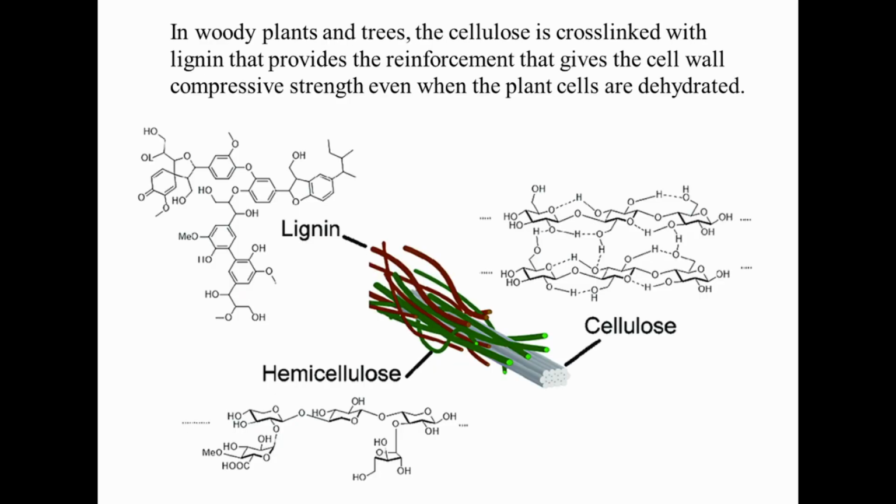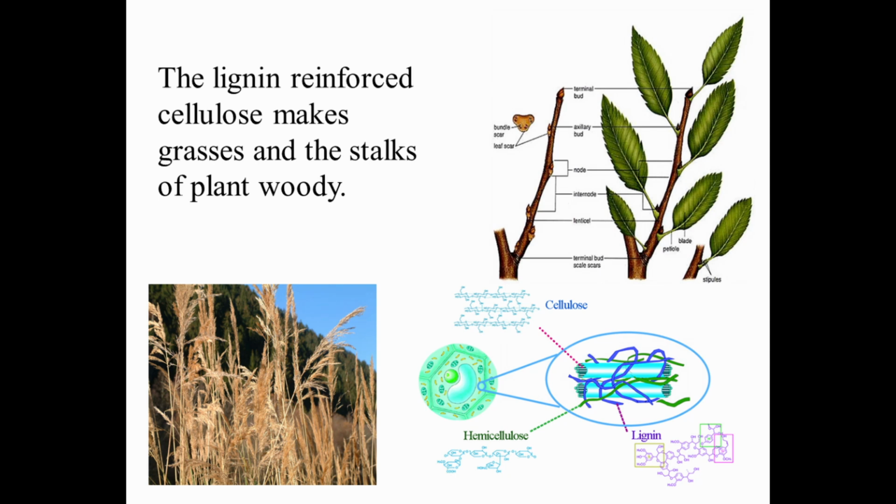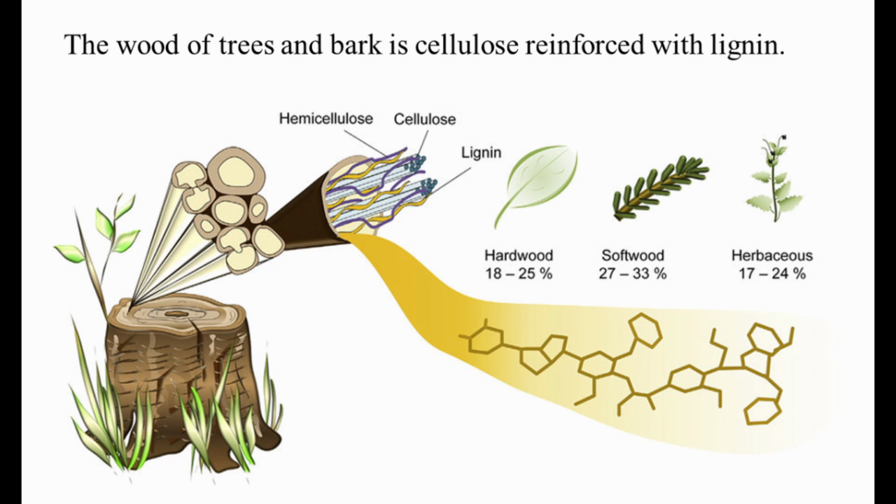In woody plants and trees, the cellulose is cross-linked with lignin that provides the reinforcement that gives the cell wall compressive strength even when the plant cells are dehydrated. The lignin-reinforced cellulose makes grasses and the stalks of plants woody. The wood of trees and bark is cellulose reinforced with lignin.